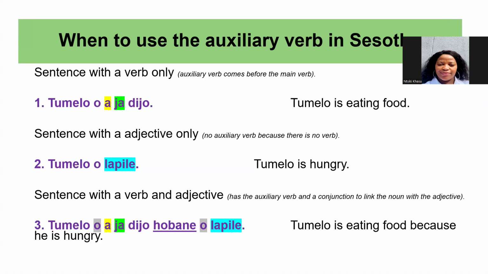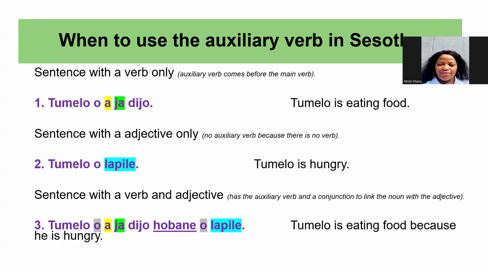Now look at some examples there. Dumelo o aja. So the auxiliary always comes before the main verb. Okay. Dumelo o aja dijo. Dumelo is eating food. Now look at an example where there's only an adjective. So here we don't have the auxiliary because there's no verb in that sentence.